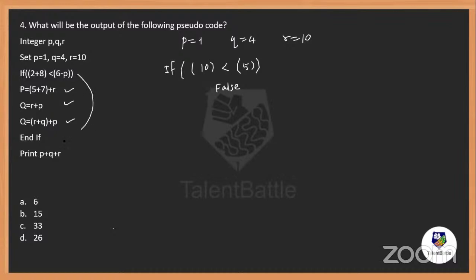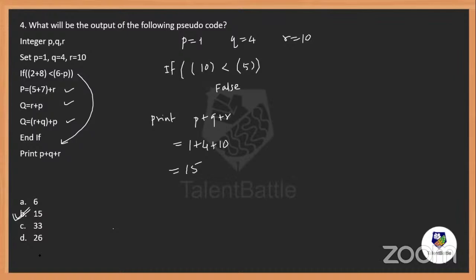Directly you will jump outside the if. And we have to just print the final value of P plus Q plus R. That will be 1 plus 4 plus 10, and that is 15. So the final output will be option B. Easy level questions, only time consuming.